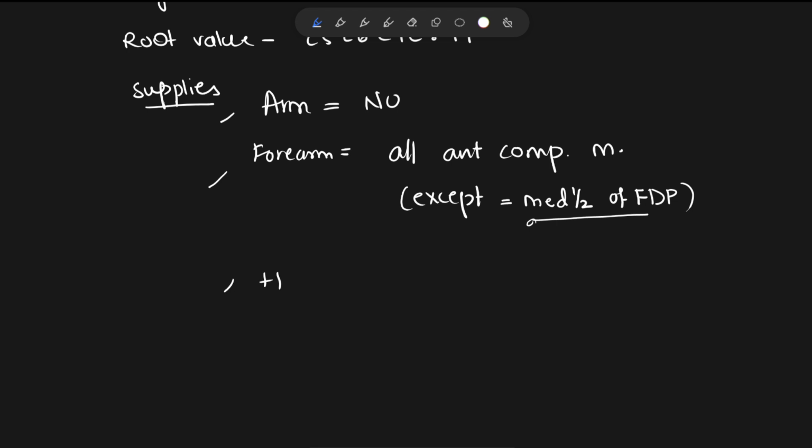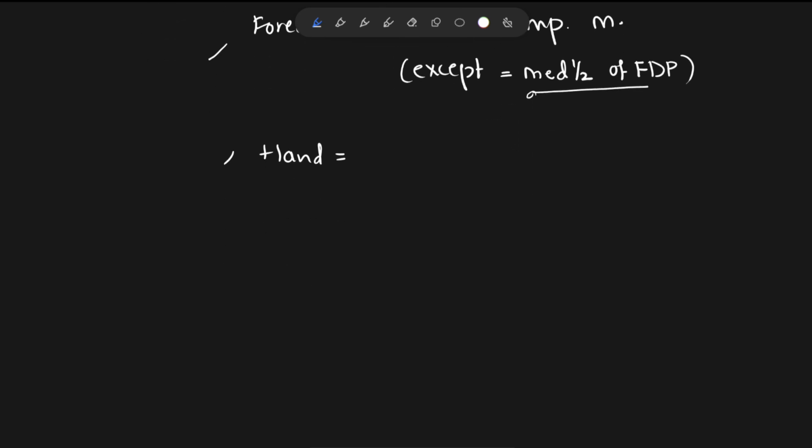What about the hand? Does it supply the hand? Yes, it supplies the hand. We have done the muscles of the hand, right? In that video, I explained that all the thenar group are supplied by the median nerve, except adductor pollicis, because it is supplied by the ulnar nerve.